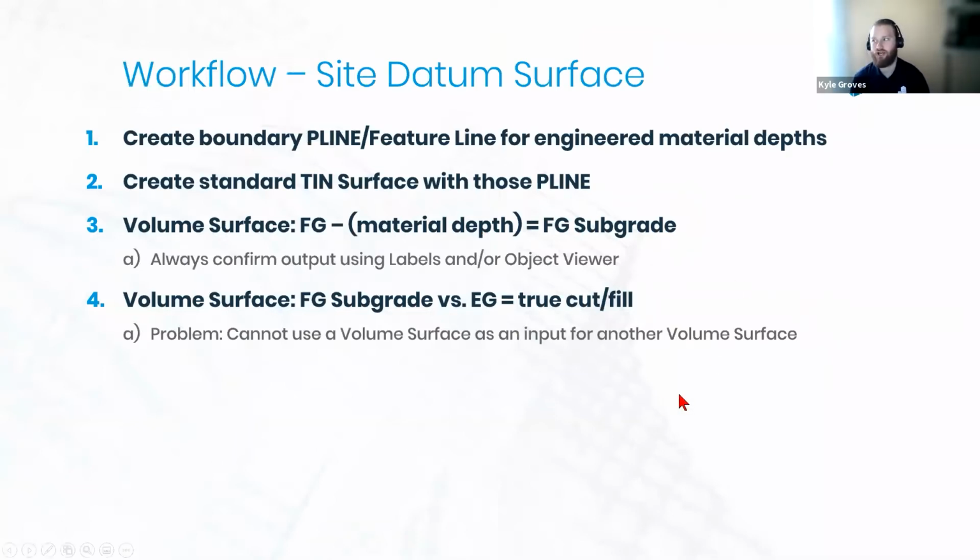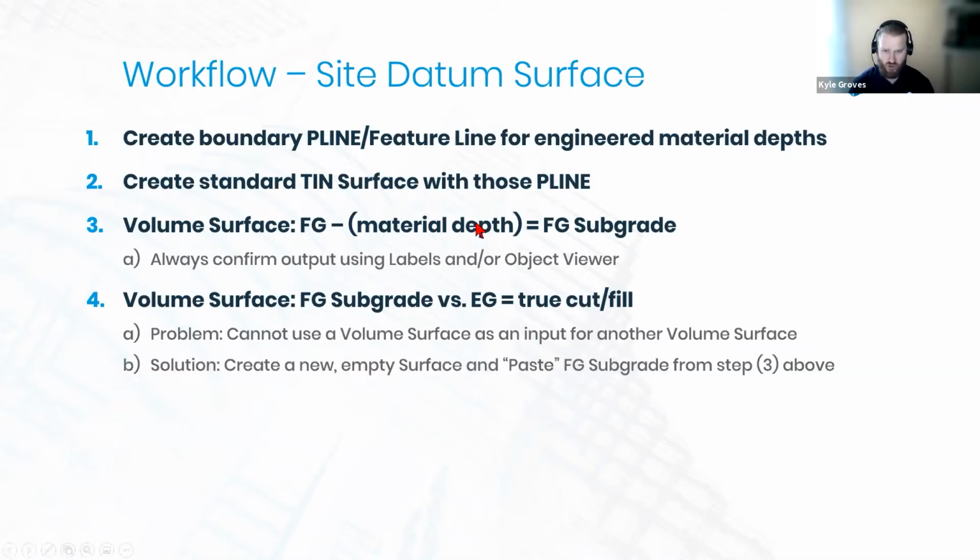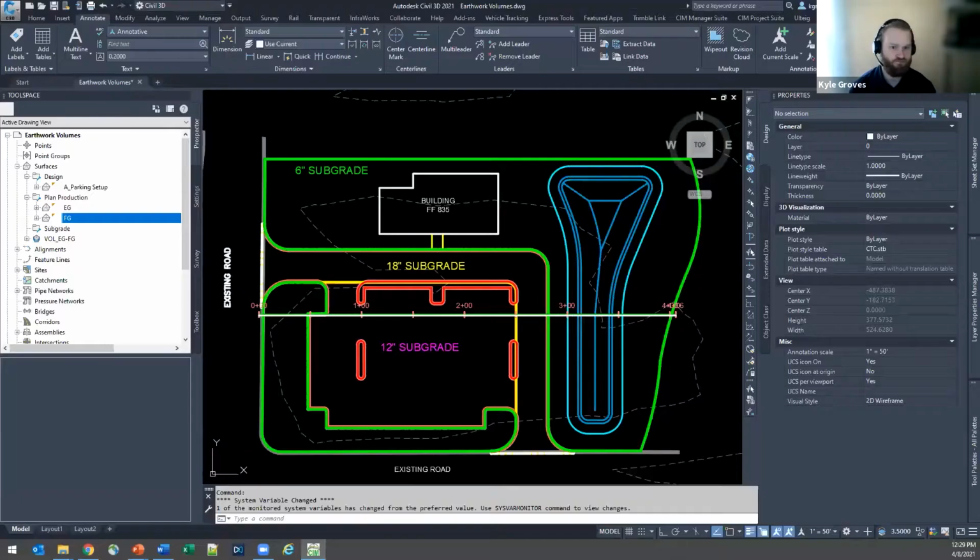So we need to create a copy of that surface, a clone of that surface that is actually just a standard tin surface. The way that we're going to do that is we're going to use the paste surface command from our edit list, and then we're basically just going to say, hey, FG subgrade, you are the definition of this new tin surface. And now that we have two standard tin surfaces, EG and our modified, now we can create that true site-wide volume cut and fill surface. So with that whole big mess, let's get it organized. Let's go hop into the software and check it out.